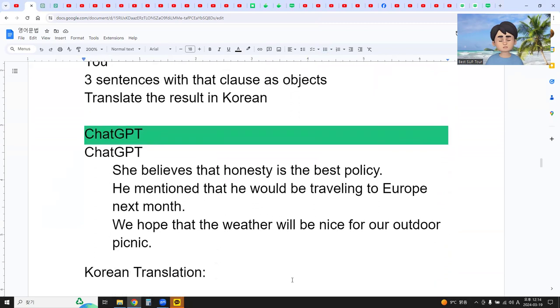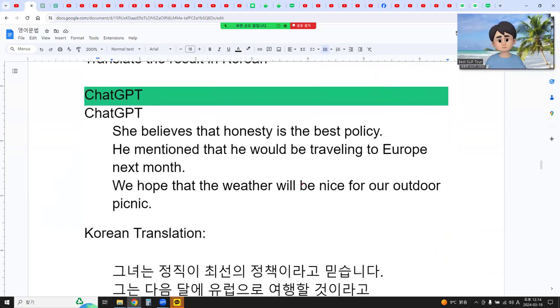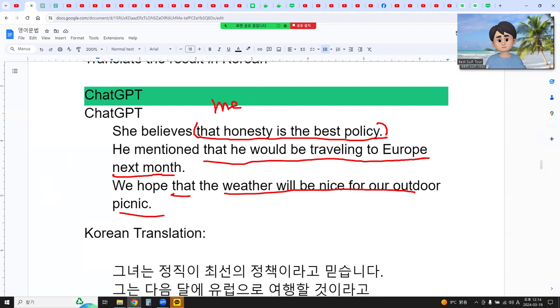Another is the that clause. Here, the that clause as an object: she believes God, she believes me. And instead of "me," there's a sentence: honesty is the best policy. It's the same without "that": mention that something, a sentence; we hope that a sentence. So we can add a that clause in a noun position. It makes a simple sentence into a long sentence.